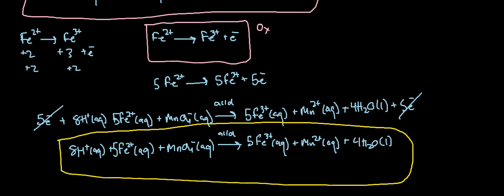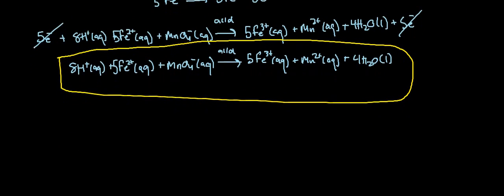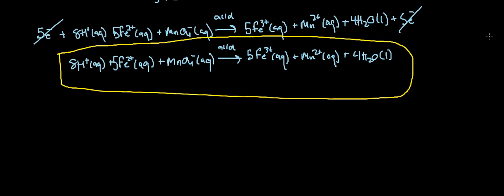Now again, because these problems are long and tedious, it's highly recommended to check that everything balances out, to see if I made a mistake. And the best way to do that is to look and see if there's a balanced amount of elements on both sides. See here I count up my hydrogens, there are 8. On this side there are 8 over here, 4 times H2, that's 8 hydrogens. I have 5 irons, 1 manganese, 1 manganese, 4 oxygens, 4 H2O, 4 oxygens.